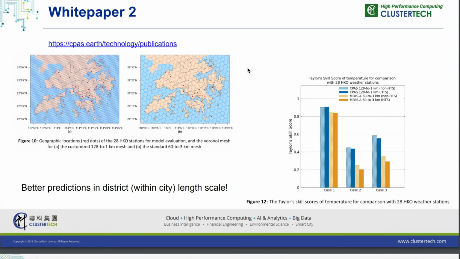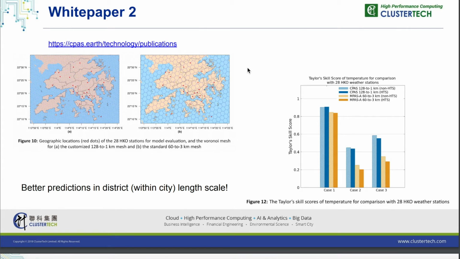Let me give you the conclusion of this study. Customizable unstructured mesh generation is flexible. You can make a variety of meshes for specific purposes, short or long range. And hierarchical time stepping saves computational load for meshes with large resolution variation.